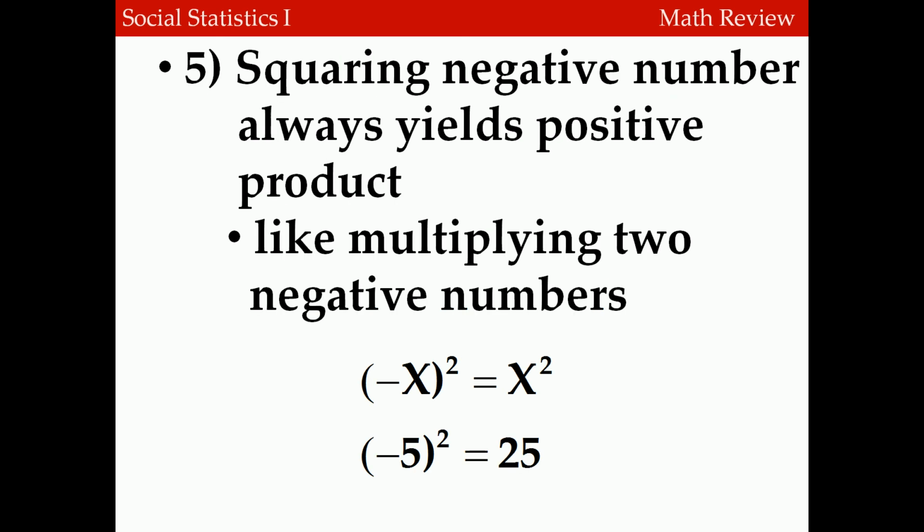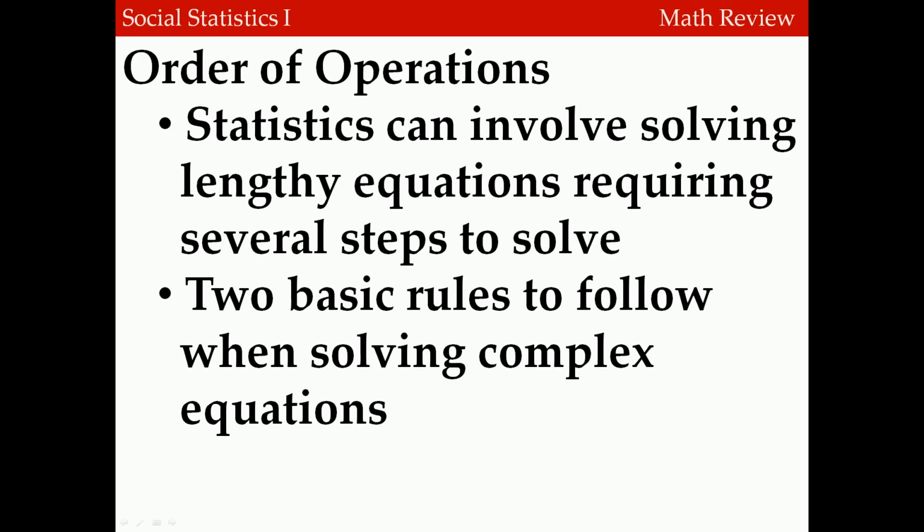And then when we're squaring negative numbers, the result is always going to be positive, because it's basically like multiplying two negative numbers together. So negative x squared is like negative x times negative x, which is just positive x squared. And negative 5 squared is like negative 5 times negative 5, which is just positive 25.